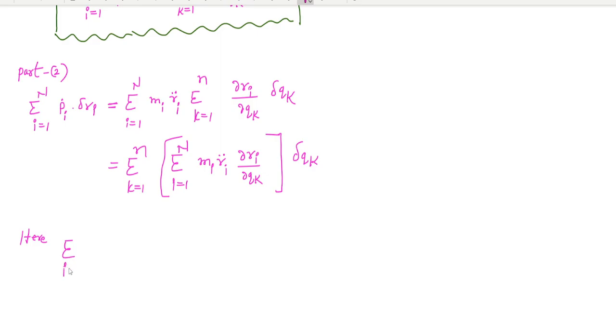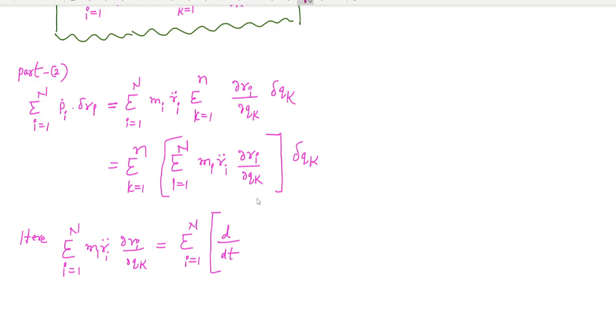Here, summation i equal to 1 to capital N, m i r double dot i dou ri divided by dou qk, equal to summation i equal to 1 to N. Here two derivatives are there. I'm going to use one derivative here. We know d by dt of uv is derivative of u times v minus u times derivative of v, right? I mean u derivative with v constant, minus v derivative with u constant. So you just follow that formula.